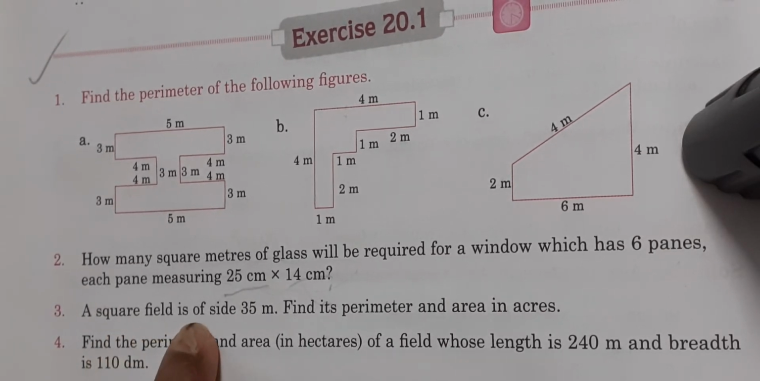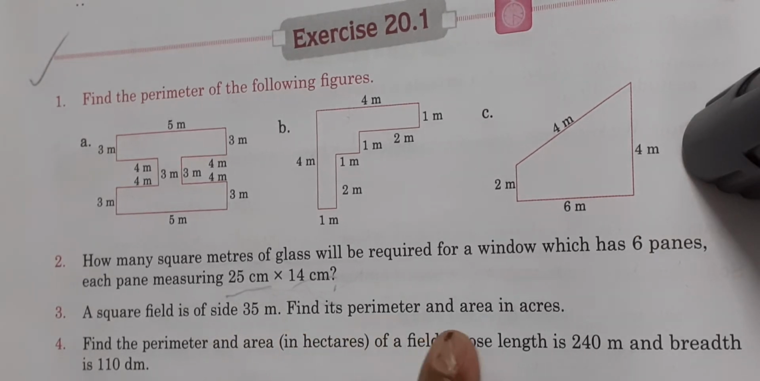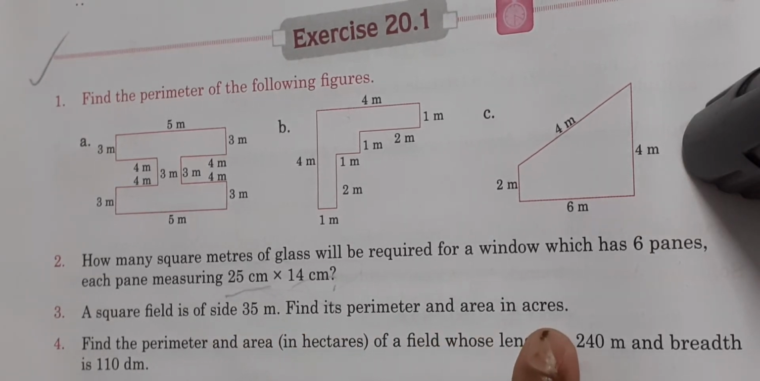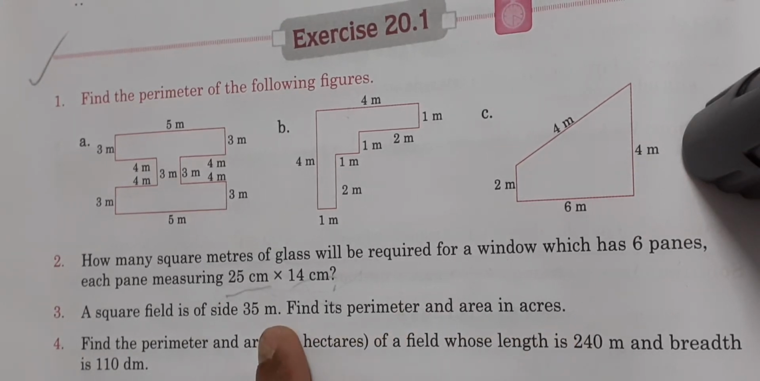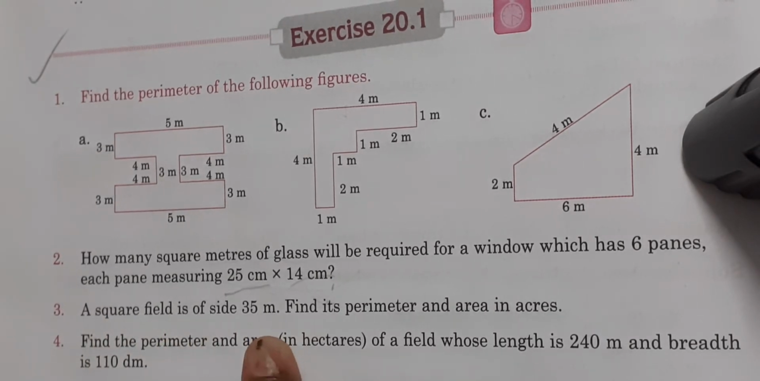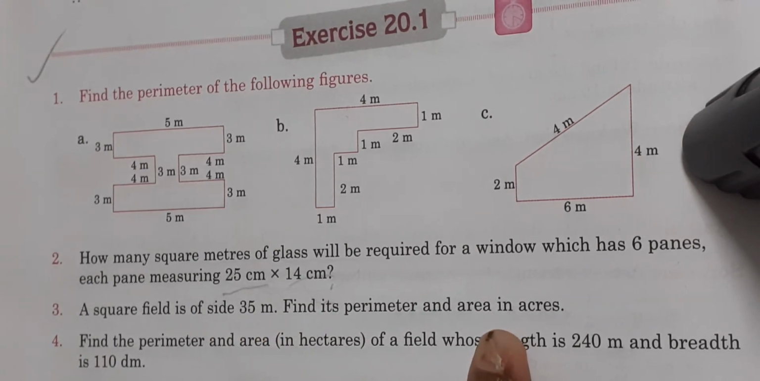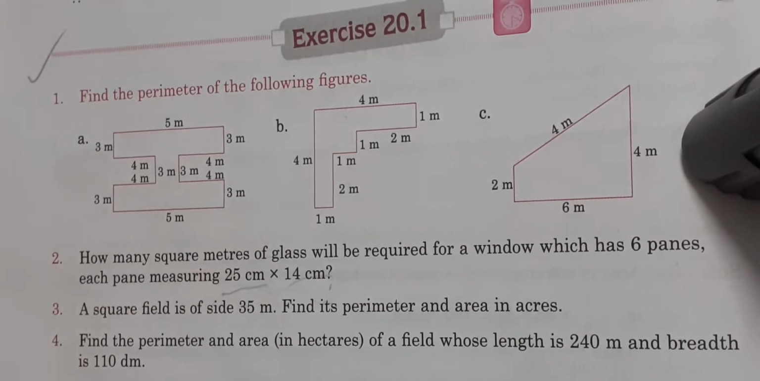A square field is of side 35 meter. Find its perimeter and area in acres. Okay, area in acres we have to find out. Perimeter in meter itself, no problem. Okay, so square field of side 35. So how to find the perimeter of that one? 4 into one side. Then how to find the area? Side into side. Okay, so all of you do that in your notes now.